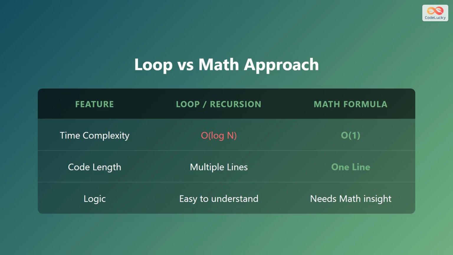Comparing the two approaches, the loop method takes O(log n) time and requires multiple lines of code. The math formula takes O(1) time, is a one-liner, but requires knowing the specific mathematical trick.